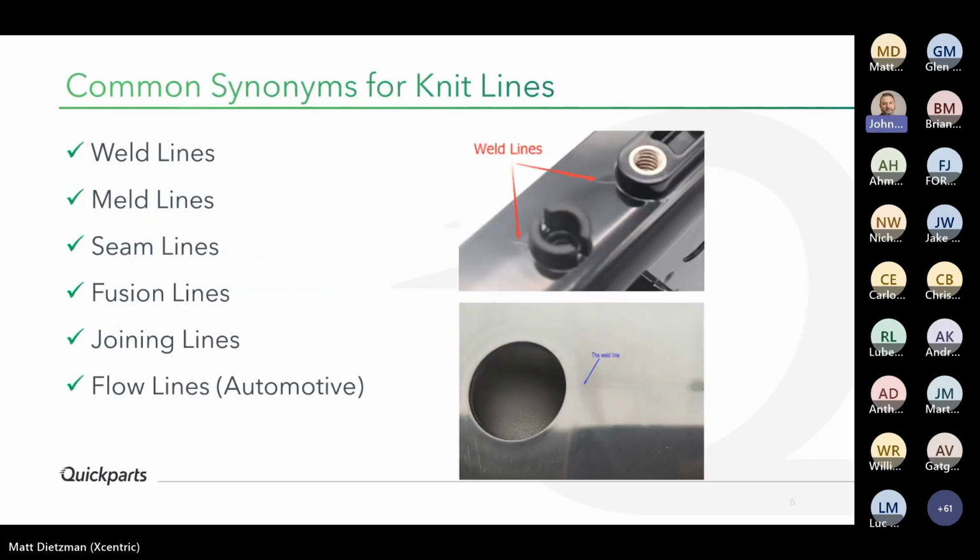Next. So, we call them knit lines. There's a whole list here of terms where everyone kind of calls them something different. They're weld lines, meld lines, seam lines, fusion lines, joining lines, and especially in the automotive space, you hear flow lines, which is not to be confused with another set of imperfections in molding. But when we're talking knit lines, it could be any one of these terms on the left here.